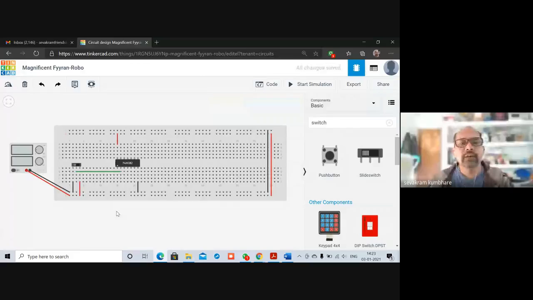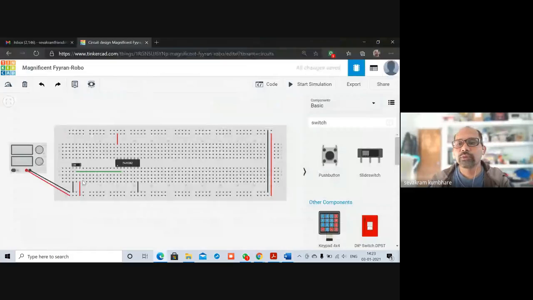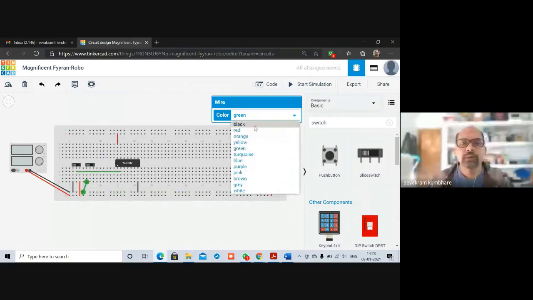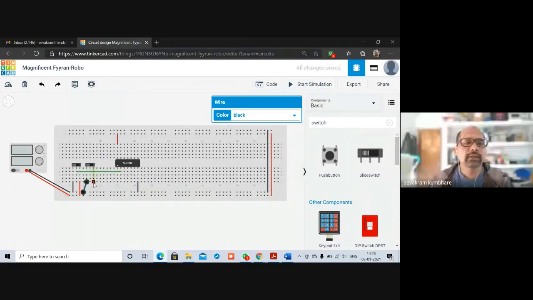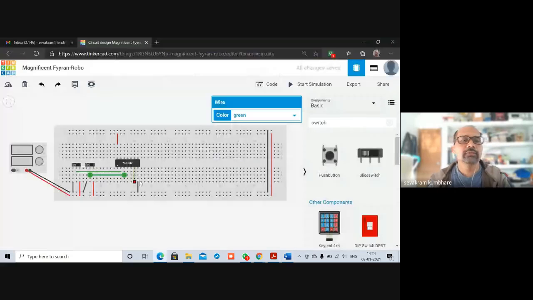After that we have to connect another input to pin number 3. For that I'm going to use another slide switch, and I will connect it over here. This is connected to ground, so I'll make it black, and the other terminal is connected to VCC, so I'll make it red. Then this second input I'll connect to pin number 3. So this is connected to input B. Like this we can connect inputs.